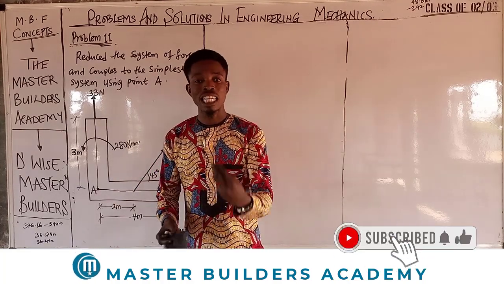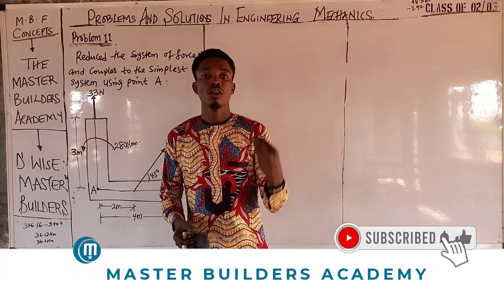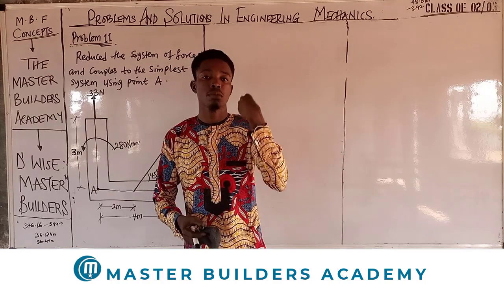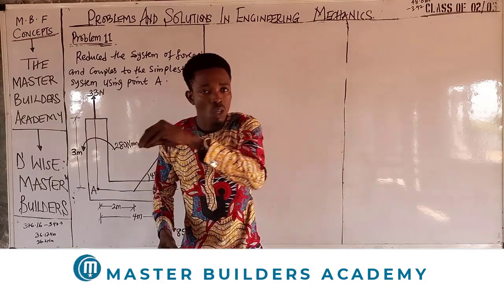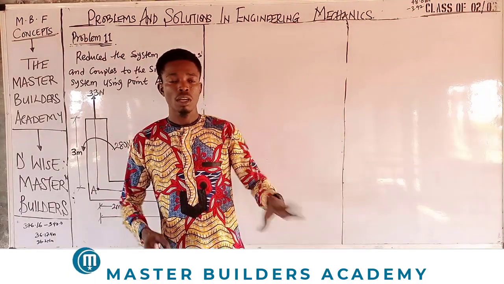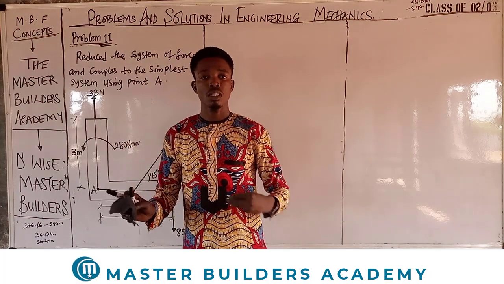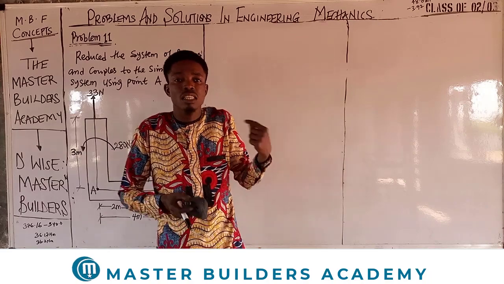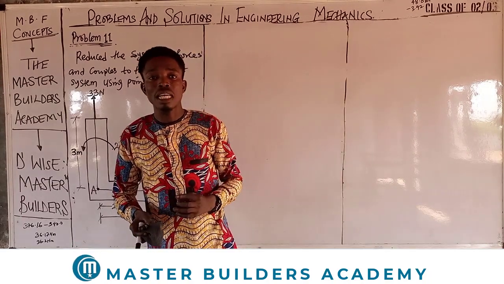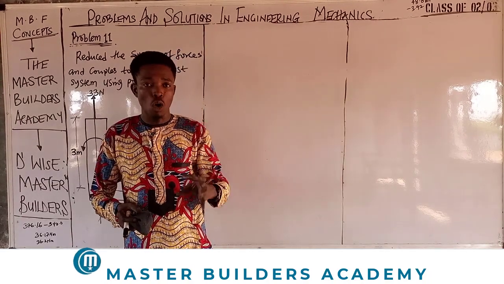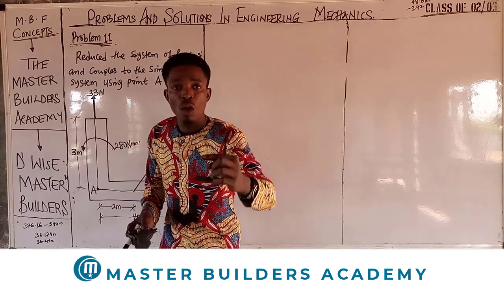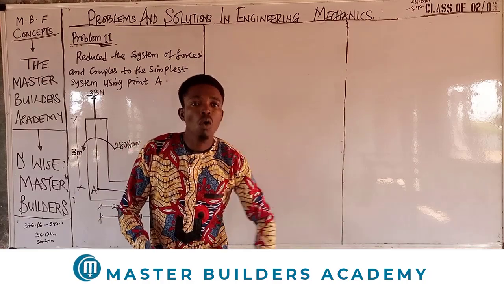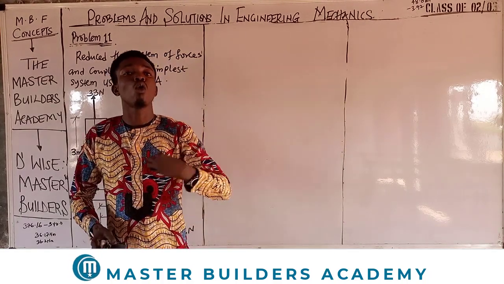So indirectly we are asked to reduce the system to what? To its simplest forces and its simplest moments. So what do you understand by this statement? In a simple word, in just one line, to reduce a system to its simplest forces means that you resolve that system to a point where you have only one horizontal force, only one vertical force, and only one moment.